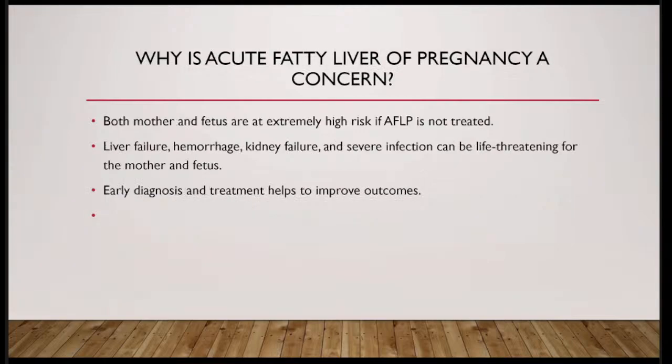And so why is acute fatty liver of pregnancy a concern? Because both mother and fetus are at a high risk for morbidity and mortality if it's not treated. Some of the things that can progress could be fulminant hepatic failure, hemorrhage, kidney failure, so a multi-organ system failure, and severe infection. These things can be life-threatening for the mother and fetus. And so early diagnosis and treatment helps to improve outcomes. Next slide.